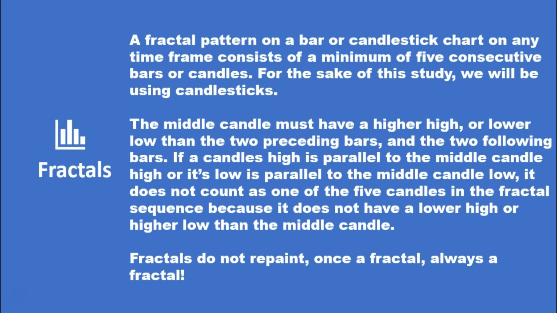A fractal pattern on a bar or candle chart on any time frame consists of a minimum of 5 consecutive bars or candles. For the sake of this study, we will be using candlesticks. The middle candle must have a higher high or lower low than the 2 preceding bars and the 2 following bars. If a candle's high is parallel to the middle candle high, or its low is parallel to the middle candle low, it does not count as one of the 5 candles in the fractal sequence because it does not have a lower high or higher low than the middle candle. And fractals do not repaint. Once a fractal, always a fractal.